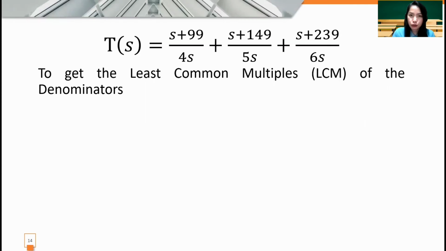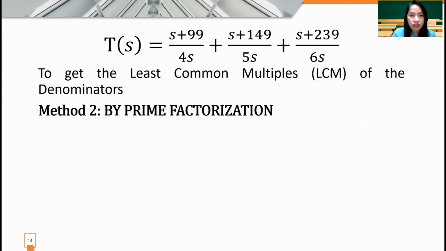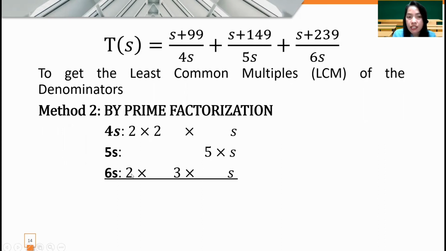By method number 2, which is prime factorization, again, our goal here is to make the right side of T of S a single term. So by method number 2, we're going to get the LCM of 4s, 5s, and 6s by prime factorization. That is, sa 4s, yung prime factors nito ay 2 times 2 times s. Sa 5s naman, yung prime factors niya ay 5 times s. At sa 6s naman, yung prime factors niya ay 2 times 3 times s.